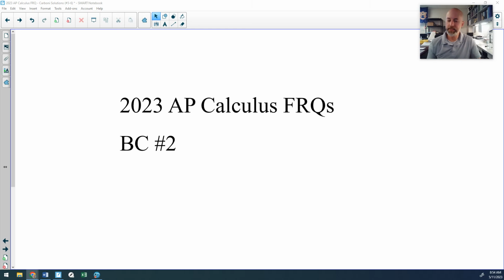Right, let's look at the BC specific questions of the 2023 AP Calculus exam. This is BC question number 2, and this is a calculator active question. I have not read the question yet, so you get to see me read it and problem solve it in real time. This may lead to me having to pause and think for a few minutes on some parts. We'll see how that goes.